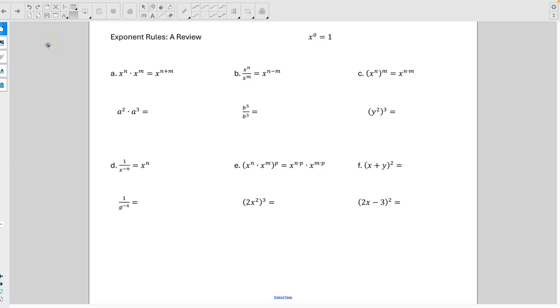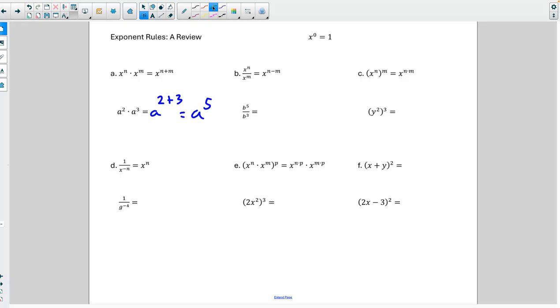a cubed. What do you get? A to the... what's it telling us to do? A to the fifth. A to the fifth. If I got two exponents and I'm multiplying right there, I'm really just adding them up if they have the same base. So it's really a to the 2 plus 3. So this is really a to the fifth.